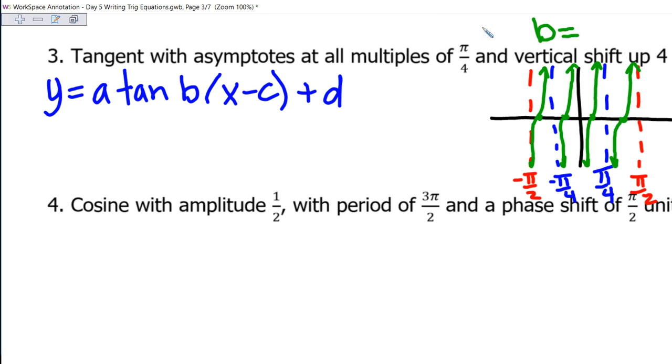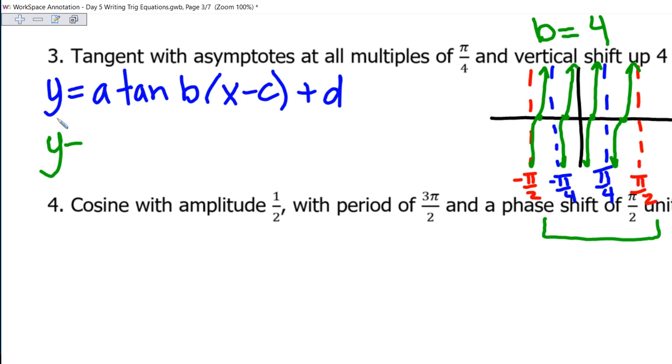Now looking from negative pi over 2 to positive pi over 2, this is 1. That is, negative pi over 2 to positive pi over 2 is the length of one period of the parent function. But in the length of one period of the parent function, how many total cycles do we have? 4. So this is actually telling me the B value is 4. I have 4 complete cycles from negative pi over 2 to positive pi over 2, which is the period length of the parent function. So now I can start writing my equation.